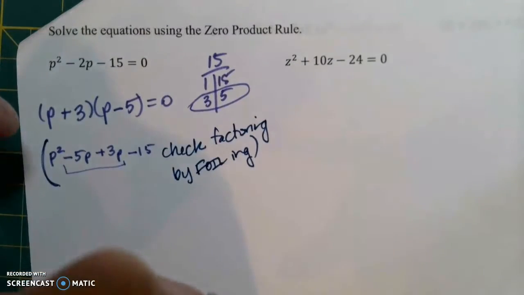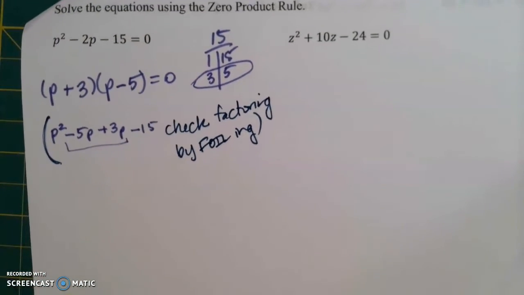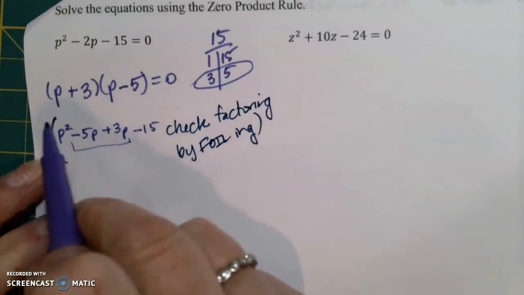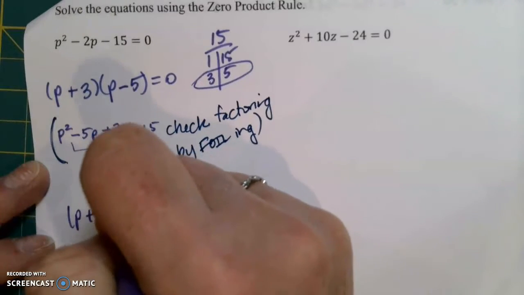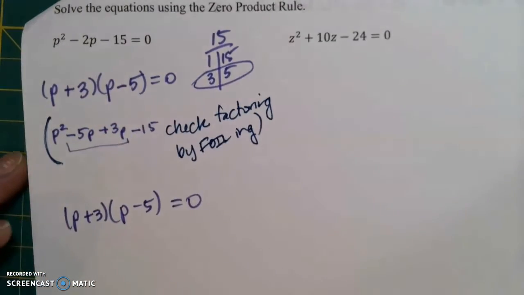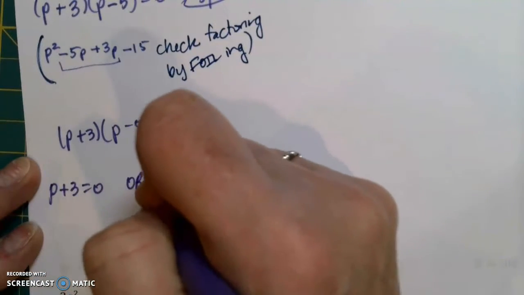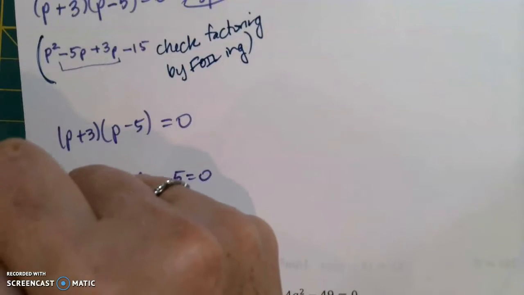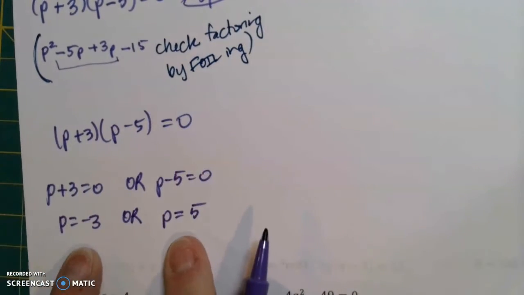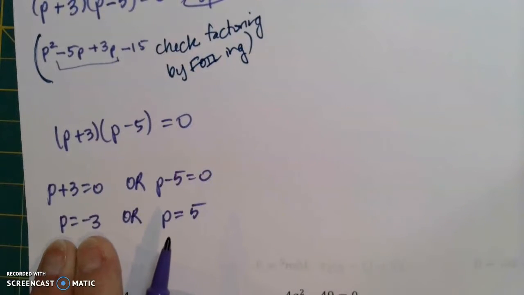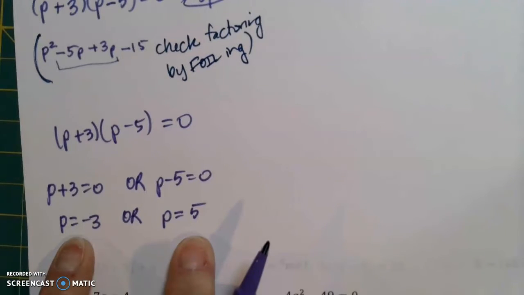All right, so we check our factoring by FOILing, and then now we get back to actually doing the solving of the equation. So using that 0 product rule, we've gotten this as something that is all broken up into factors multiplied together on one side and 0 on the other. So set each of those equal to 0, and then we will solve those. So if it's plus 3 is 0, then subtract 3 from both sides. We're going to have p is negative 3 or p is positive 5.